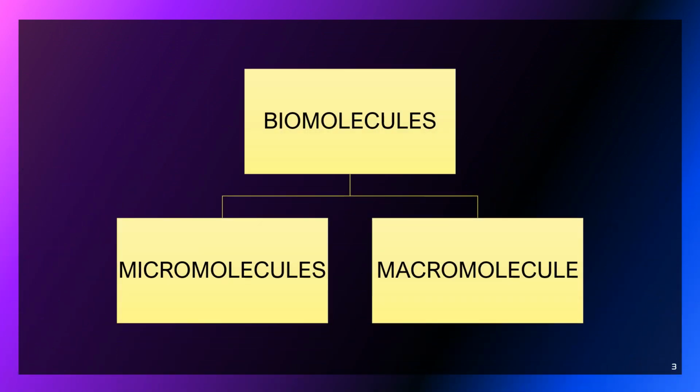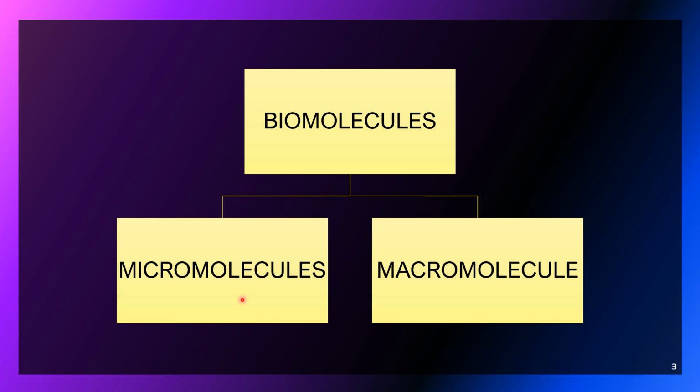Biomolecules are mainly classified into two: micromolecules and macromolecules. This classification is mainly based on their molecular weight. So, the molecules which are small or of low molecular weight are known as micromolecules, and those that have higher molecular weights are known as macromolecules.